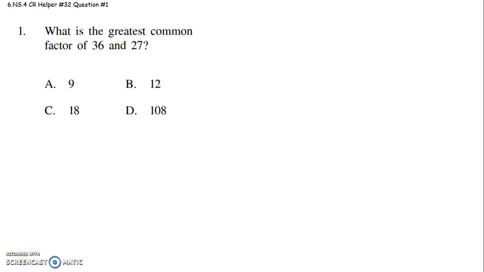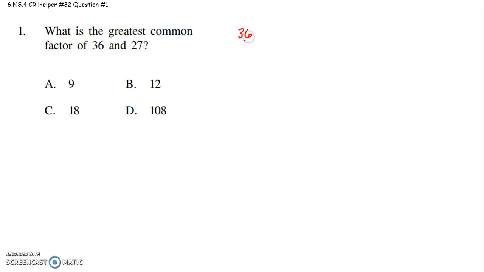Sixth graders, this is to help you with question 1 on CR 32 and question 4 on CR 32B. It says, what is the greatest common factor of 36 and 27? Okay, I'm going to show you a few different ways to do this. I think Mr. Anderson likes you to break it down and create a Venn diagram.